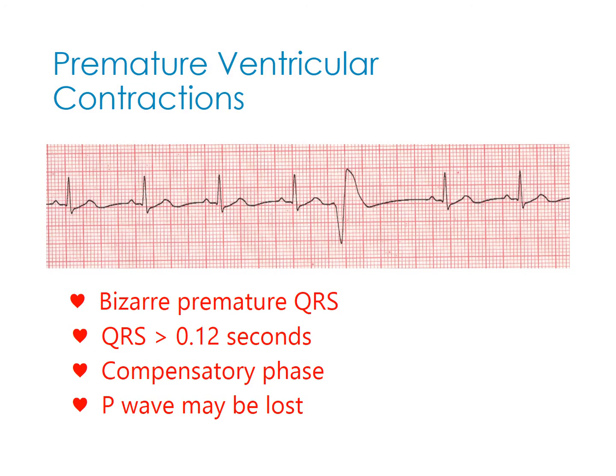Okay, so here is a picture of another PVC. Again, I think hopefully you guys can see it, even if you're just looking at this for the first time. You've got your normal PQRS, PQRS, PQRS, PQRS, and oh, here's this wide, bizarre QRS. That's your PVC, and it goes back to two normal PQRSs. Again, it's a bizarre premature QRS. The QRS is greater than 0.12 seconds. It's a compensatory pause, and your P wave may be lost. Because it was early, the P wave is kind of hidden in here, so you don't always see a P wave before a PVC.